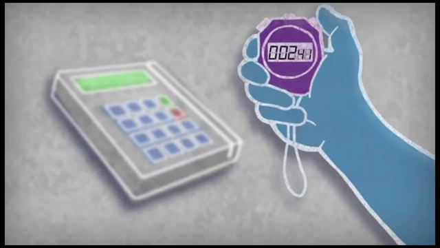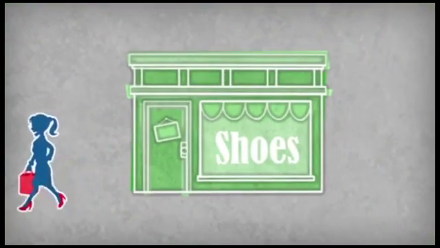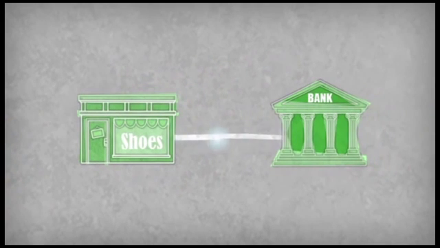Amazing, isn't it? But there's more to a transaction than just charging a card. Let's look at what happens after Jane leaves the store. At the end of the day, the shoe store settles all of their credit transactions for the day and sends the transaction records to their merchant bank.